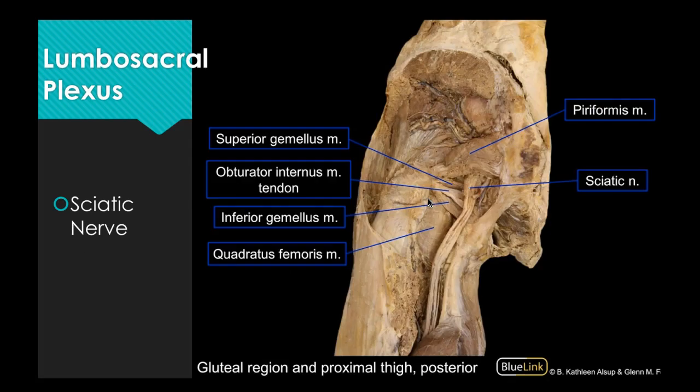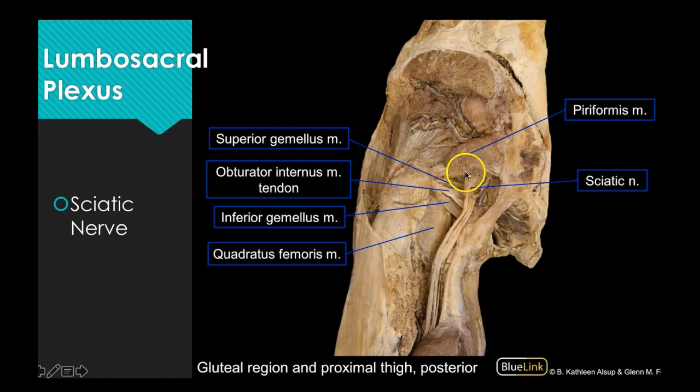Now let's look at some of the branches from your sacral plexus. We have your sciatic nerve here, and the best way to find this is to look at a posterior view of the thigh and the gluteal region, which is what we're looking at. And once we move away the gluteal muscles, specifically gluteus maximus, we are able to see this small muscle called the piriformis, which means pear-shaped. So you can kind of see the pear shape of this muscle here.